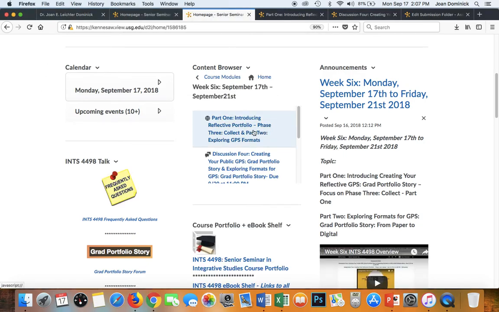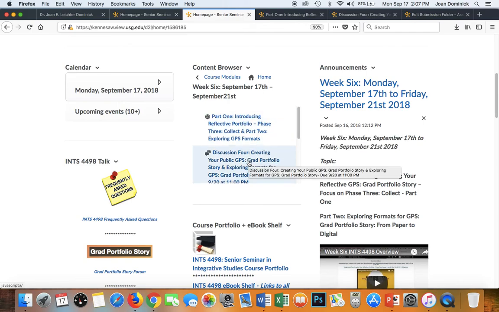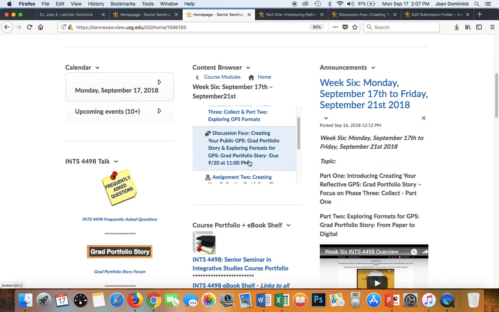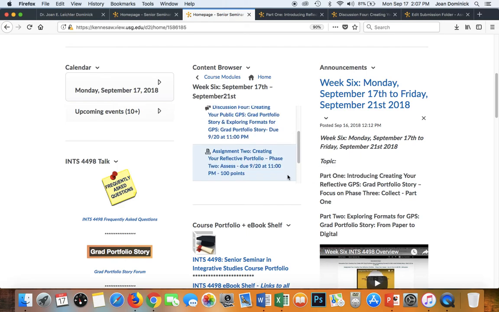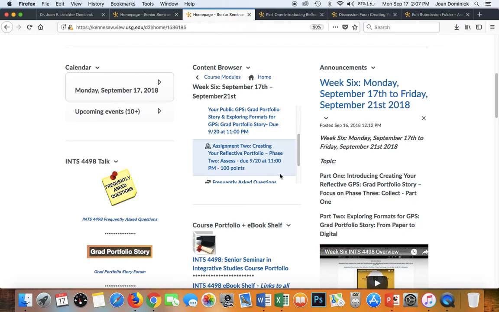This week, we're going to be looking at the module. Then we're going to be looking at discussion 4, which is creating your public portfolio, grad portfolio story, exploring the formats for the GPS grad portfolio story. And then assignment 2 is also due this week, creating your reflective portfolio, phase 2, assess.